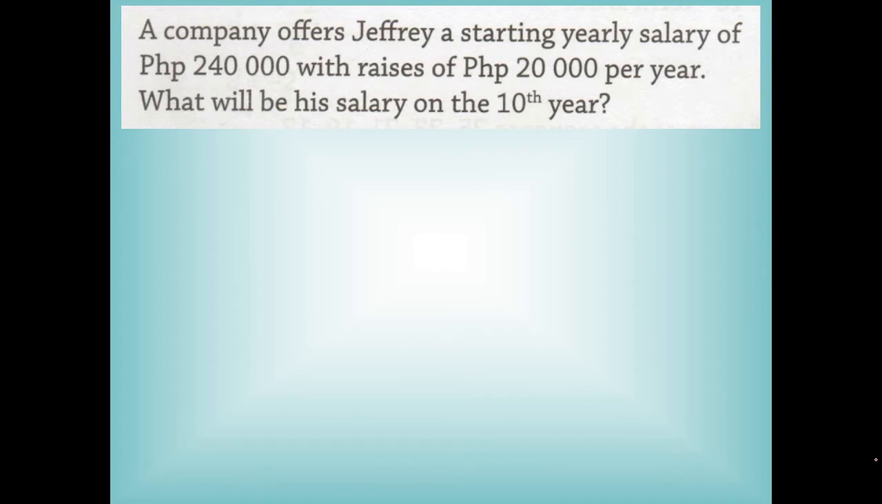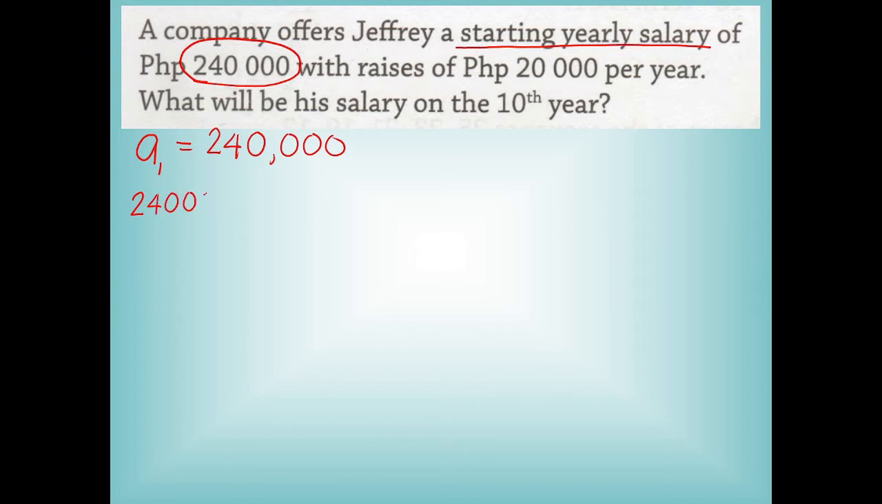So let's analyze this. Let's go to 240,000. What is 240,000 in the problem? Look for a keyword. The keyword there is a starting yearly salary. From the word starting, what is 240,000? The first term. Very good. That is our first term. Okay, let me write my sequence now. So the first term is 240,000.